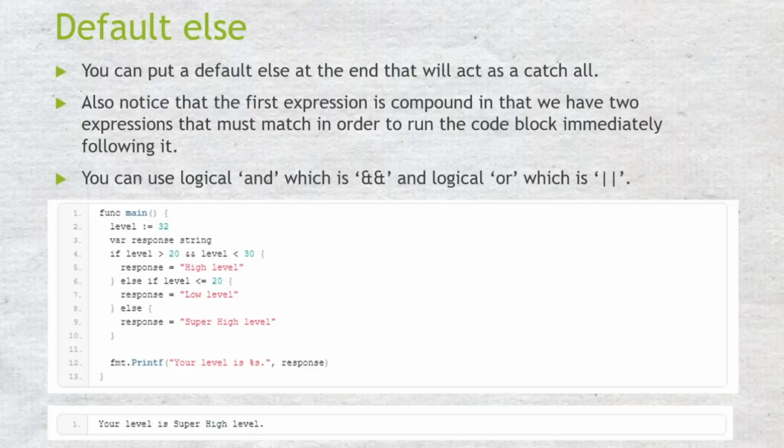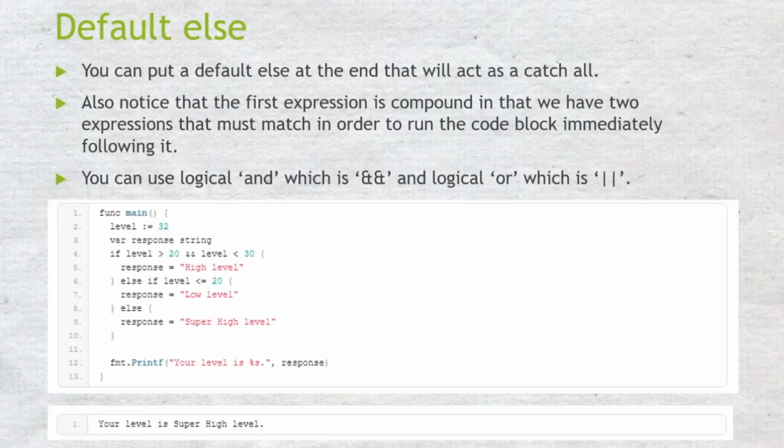So our first if statement is checking if level is greater than 20. If that is true, then it also checks to make sure that the level is less than 30. If both of those are true, then we'll run our next block of code, since we're using logical AND. In which case ours is not, so it will skip over this bit of code and not set the response equal to high level. We'll move on to the next part, which is else if level is less than or equal to 20. It will set the response equal to low level.